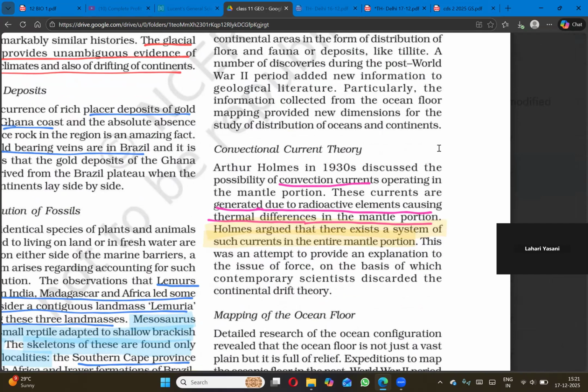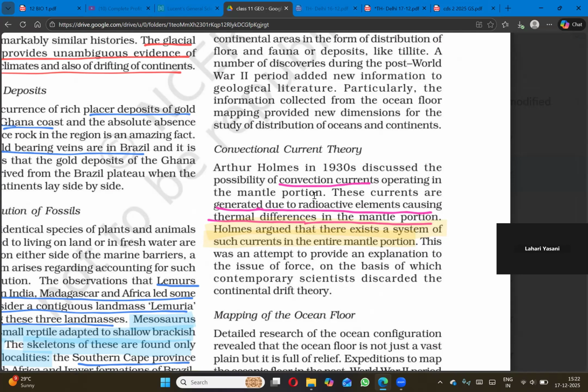In that, the first theory is convectional current theory. It was given by Arthur Holmes in 1930s. So who has given continental drift theory? It was given by Alfred Wegener in 1912. But in 1930s, Arthur Holmes came up with convectional current theory. The theory discussed the possibility of convection currents operating in the mantle portion. As we know, in the interior of the Earth, the mantle comes after the crust, which is semi-solid.